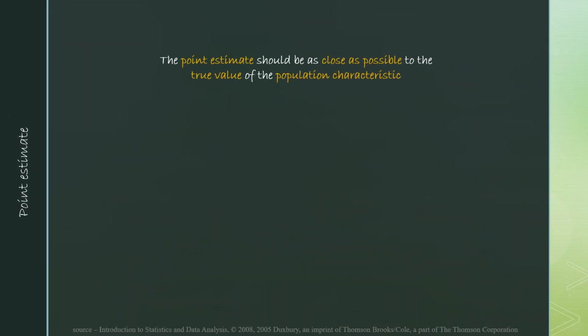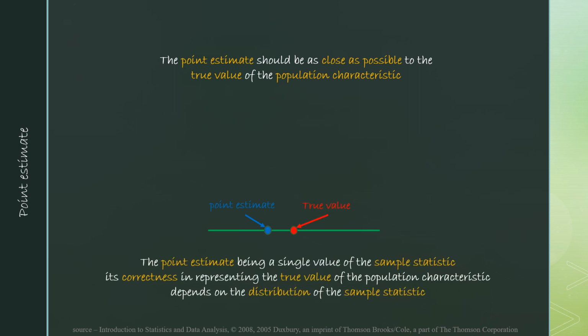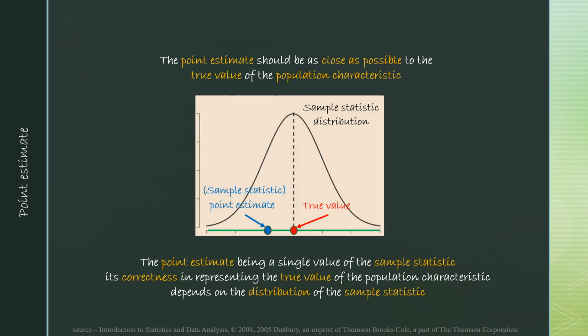The point estimate should be as close as possible to the true value of the population characteristic. The point estimate being a single value of the sample statistic, its correctness in representing the true value of the population characteristic depends on the distribution of the sample statistic.